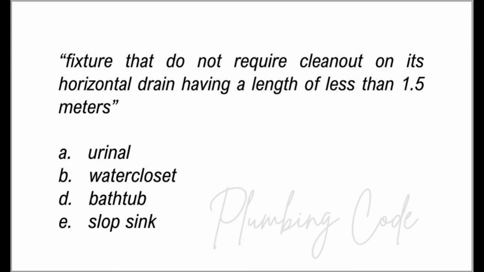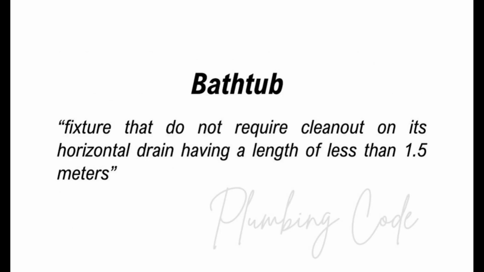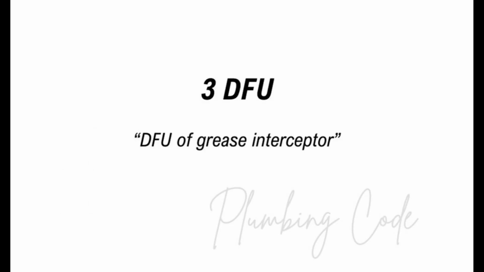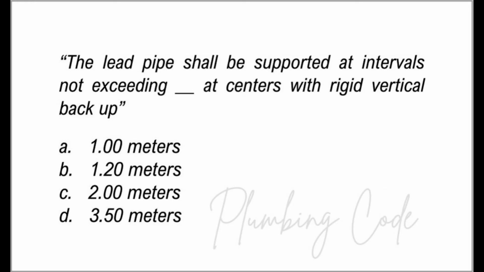Fixture that do not require cleanout on its horizontal drain having a length of less than 1.5 meters. Urinal. Water closet. Bathtub. Slop sink. The answer? Bathtub. Drain fixture unit of grease interceptor. 2, 3, 4, 5. The answer? 3 drain fixture unit.